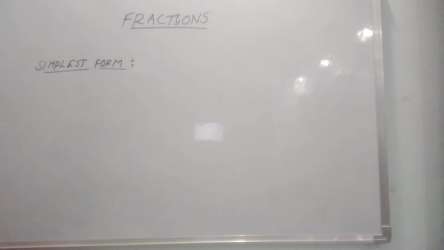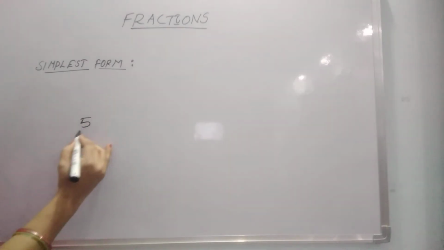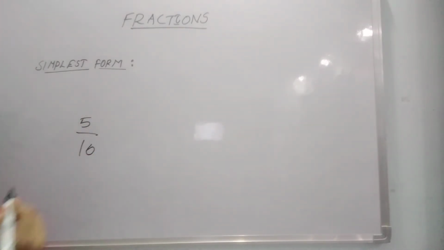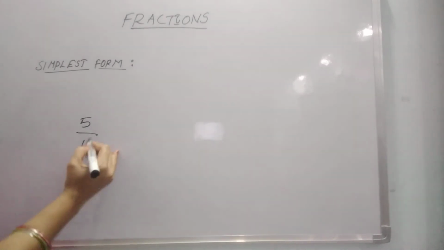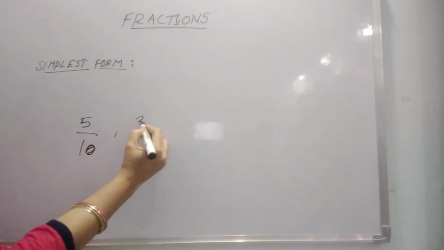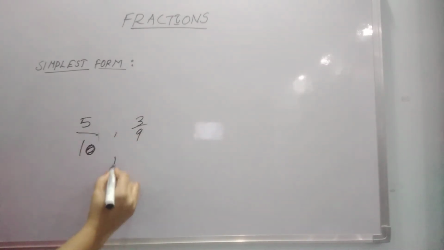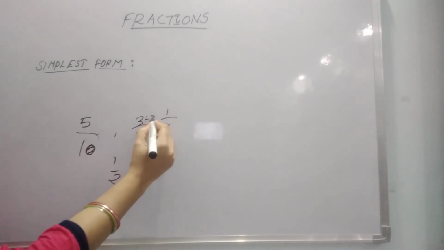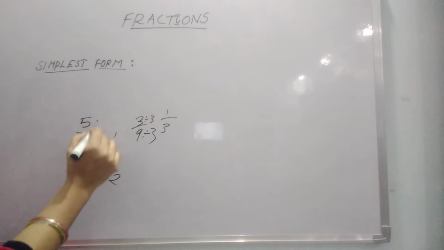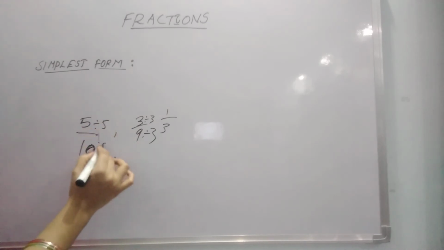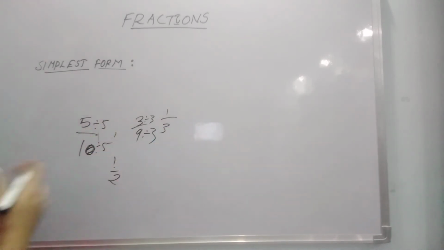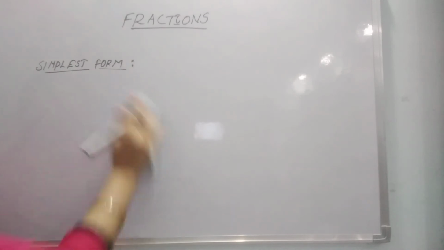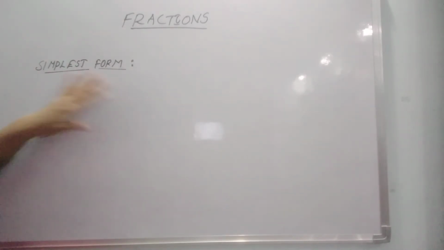We can write 5 by 10 and 3 by 9 in simplest form. You can divide here both by 5, and here both by 3. 5 by 10 means 1 by 2, and 3 by 9 means 1 by 3. This is the simplest form of a fraction.